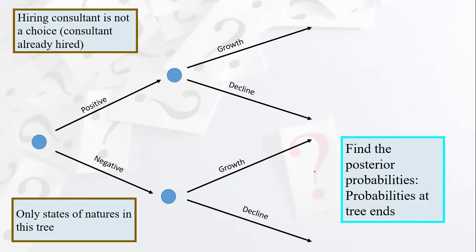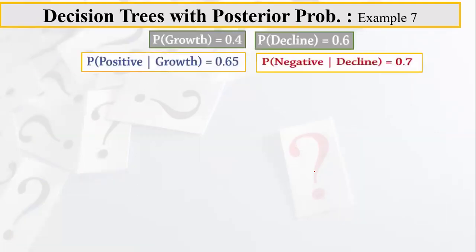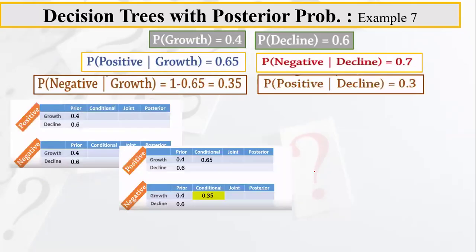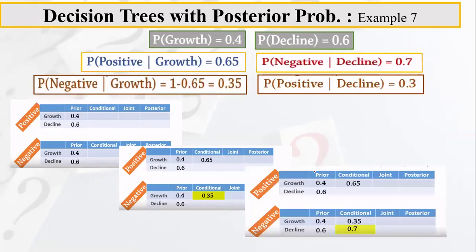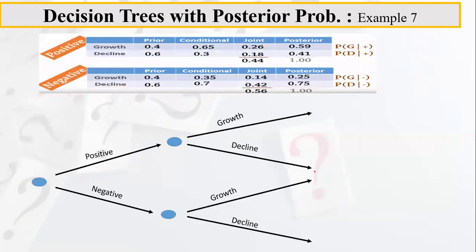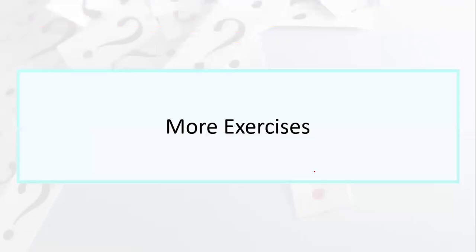What is the probability of positive given the growth? Positive given the growth. Okay. Positive decline 0.7. All right. So look at it in the next class. Maybe I will explain you this one and then move ahead.